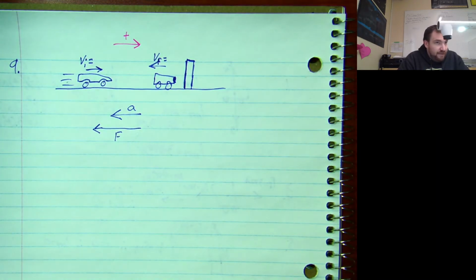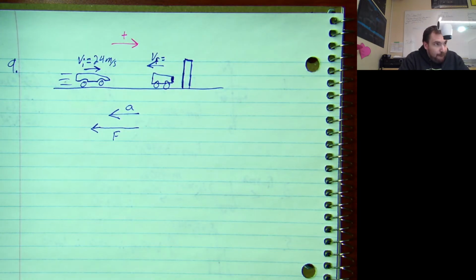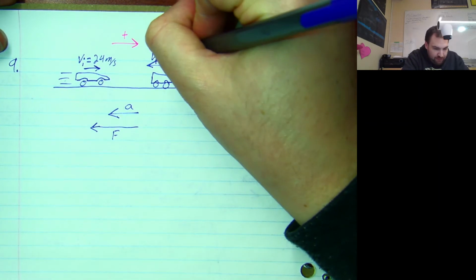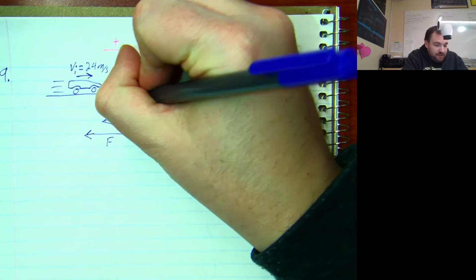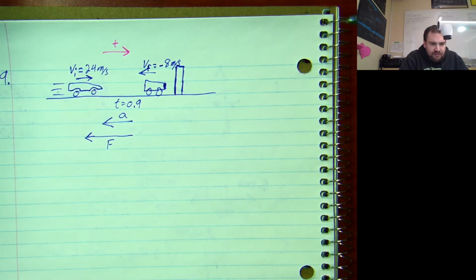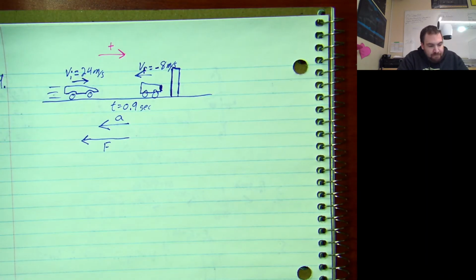So now we just have to fill this in with values. What's my initial velocity? Okay, 24 meters per second. What's my final velocity? Negative 8 meters per second. What else do we know? The car weight. The impact time was what? 0.97? No, 0.9 seconds.